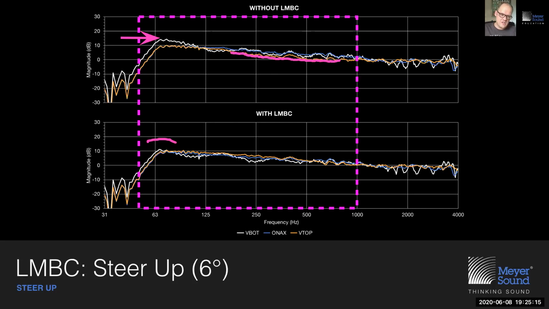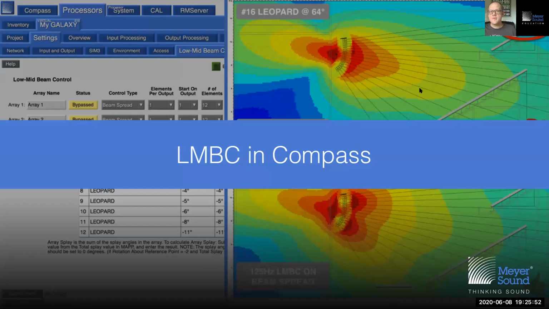Notice that these three measurements are now in much better agreement. Notice also that for other frequencies, they are in much better agreement because we steered the beam up. And with the beam steering, like before, those traces are in much better agreement with each other than without the beam steering with the steer up. And this is what you would also observe in the field when you were to measure this. So there you have the two ways that you can use LMBC, which is your steer up and your beam spread. So how does that work in Compass?